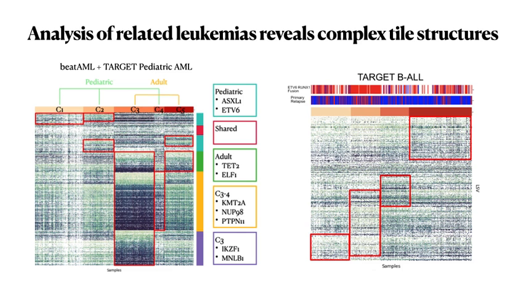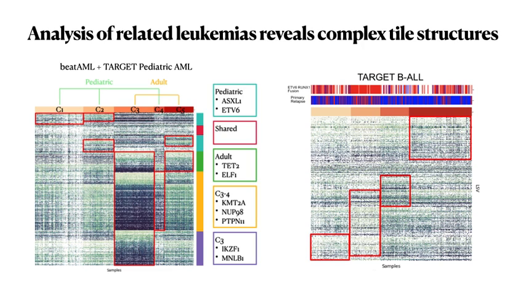Finally, we applied CHESSBOARD to a joint dataset consisting of Beat AML and TARGET pediatric AML samples. The clustering reveals a more complex tile structure. Notably, these tiles contain splicing events in genes which are known to have mutations that are differentially enriched in pediatric and adult AML patient groups.